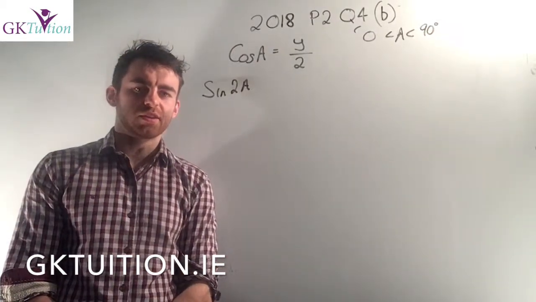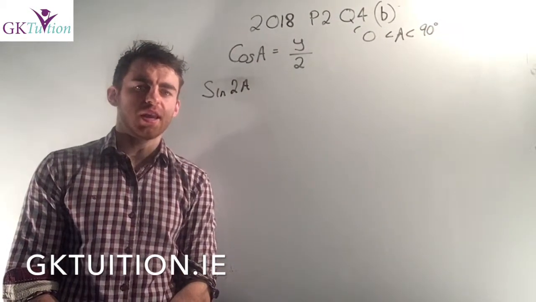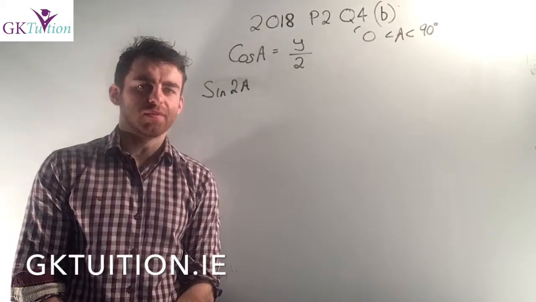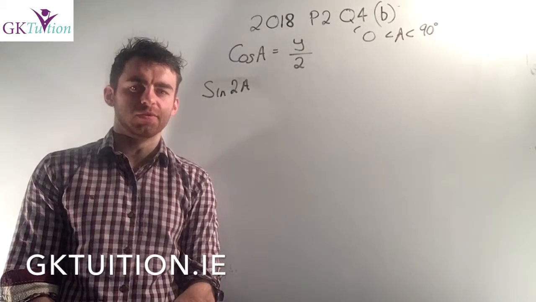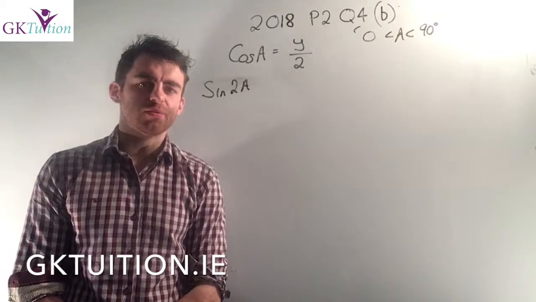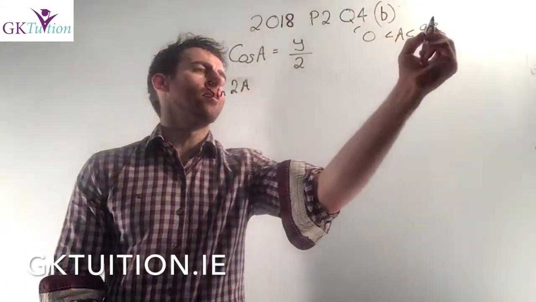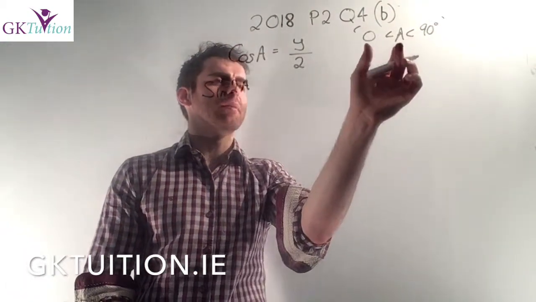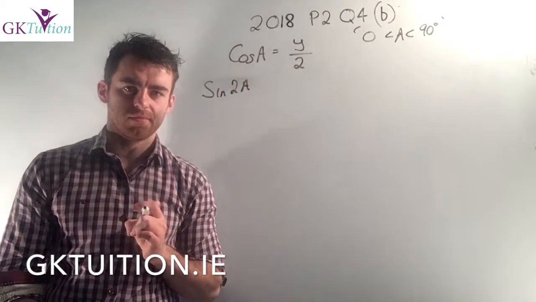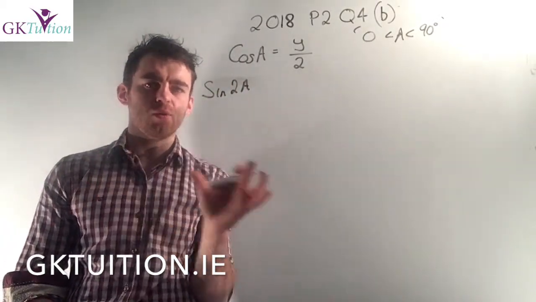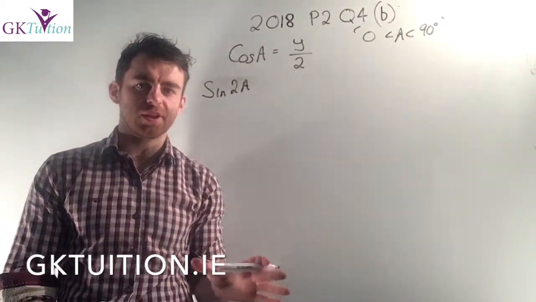Okay, the second part of this question, we're told to let cos A equal y over 2. We're asked to find the value of 2A in terms of y. Now there's something that's really important that I've highlighted over here. They've told you that A has to be between 0 and 90 degrees. In other words, they're telling you that only the first quadrant is fair game in this question.